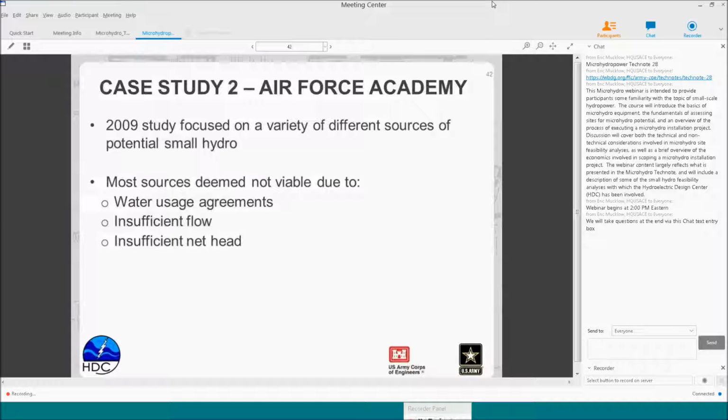Another case study included in the tech note was a feasibility study performed for the Air Force Academy. A variety of water sources and pipelines were included in this study on the Academy property, but ultimately none really panned out, for reasons including water usage agreements or technical reasons that were identified once a little more scrutiny was put on them. It's certainly not my intent to be discouraging, but there are a variety of factors that may be limiting once you look more closely into what initially seems to be a promising site.